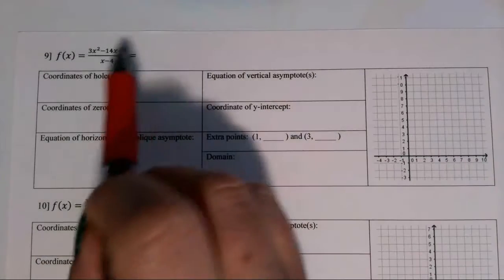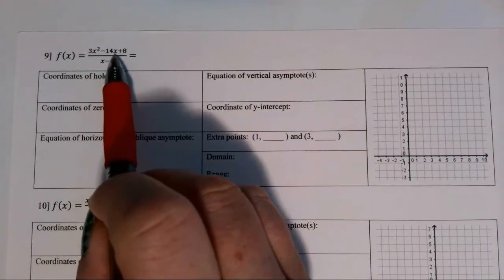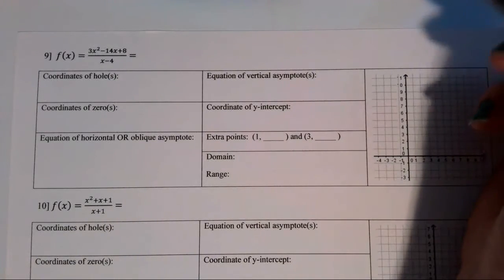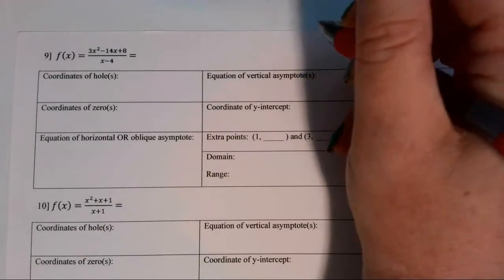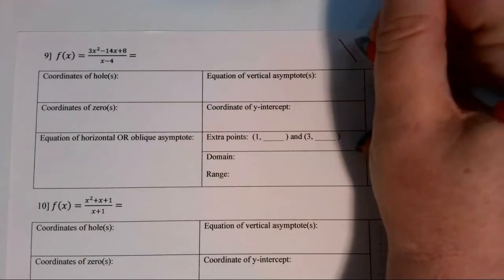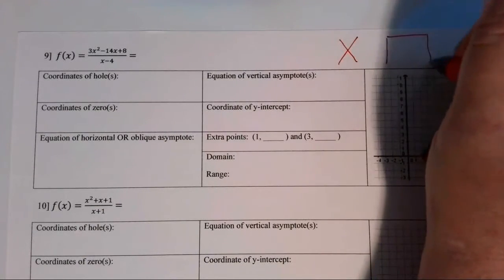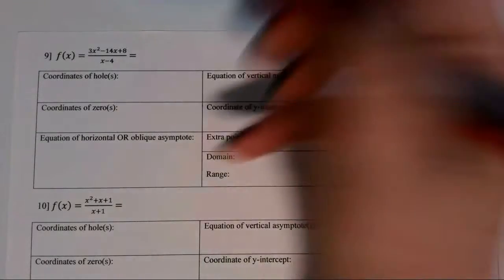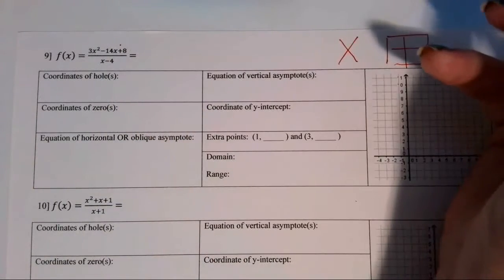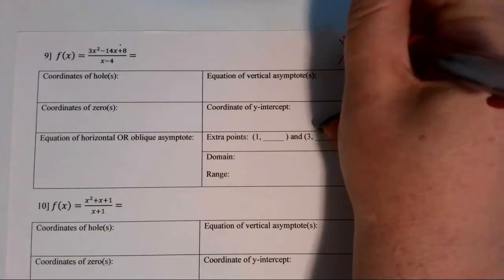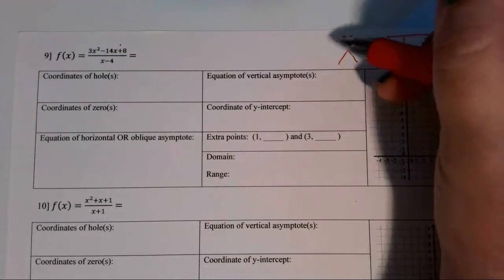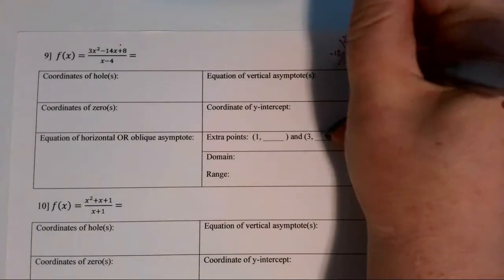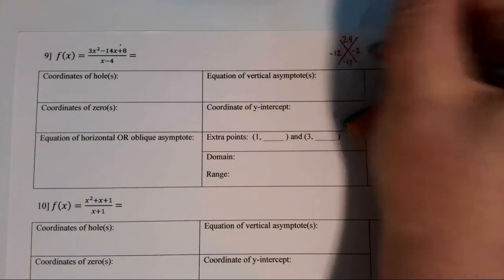In number 9, the numerator 3x squared minus 14x plus 8 is a quadratic trinomial with a leading coefficient greater than 1. So we're going to need a crisscross and a box to factor that quadratic trinomial. We multiply a times c, 8 times 3, that's 24. We want factors of 24 that add to equal b, which is negative 14. That would be negative 12 and negative 2.